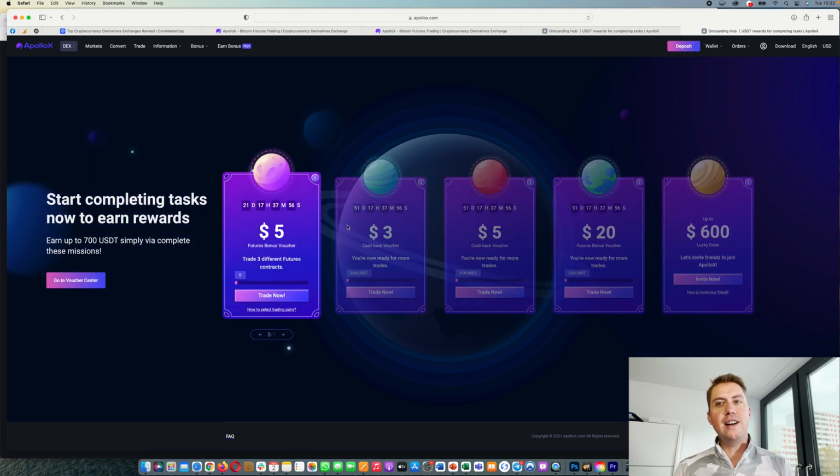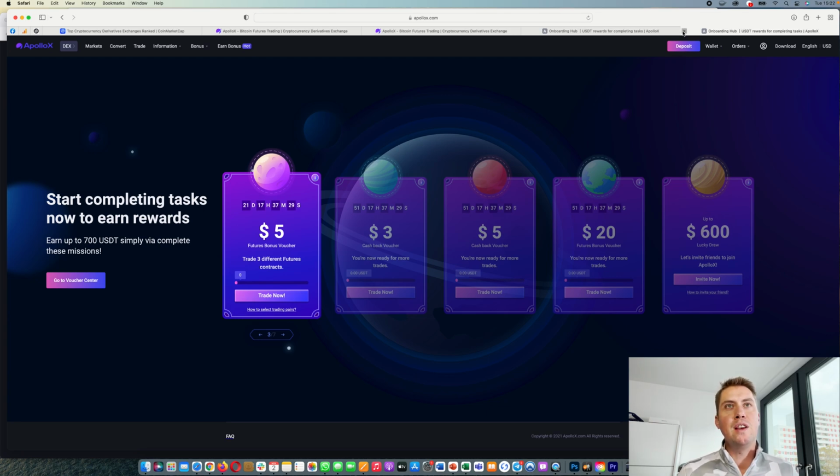There are different tickets depending on the day. So, for example, you can get $5 here for free if you do 3 different trades, or you can get $20 here, or there's even a $600 voucher here that you can get. So they have different promotions. So you just need to check when you sign up what you can do there in order to get some free money.